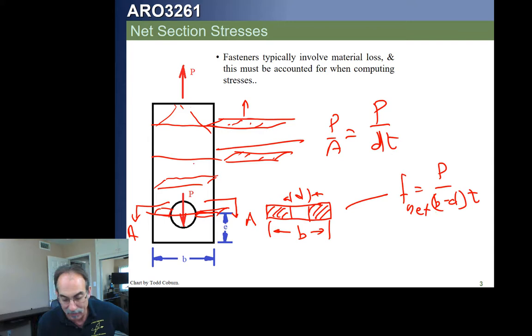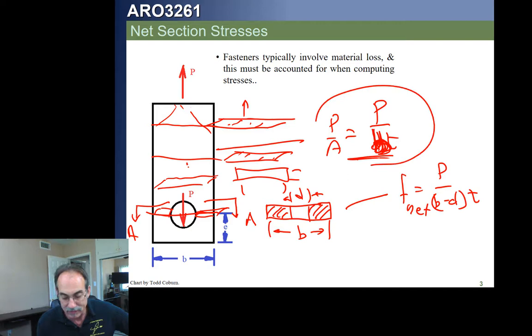Excuse me, did I say P over DT? Up here, this is P over BT, right? Width, we look at the cross section, the width times the thickness. Okay, so P over BT is our net stress up here, but the net stress through the hole is now P over (B minus D)T.